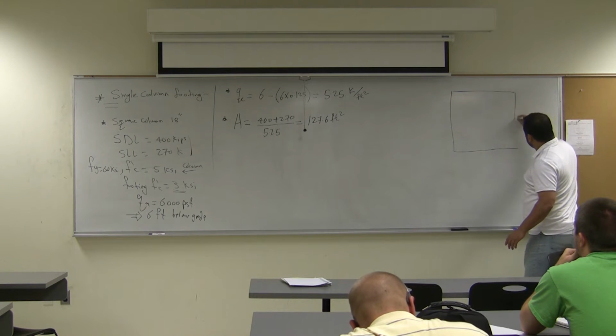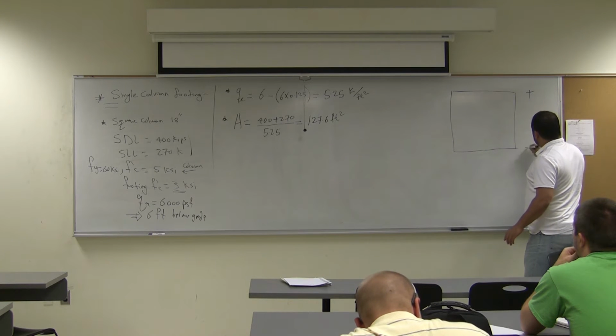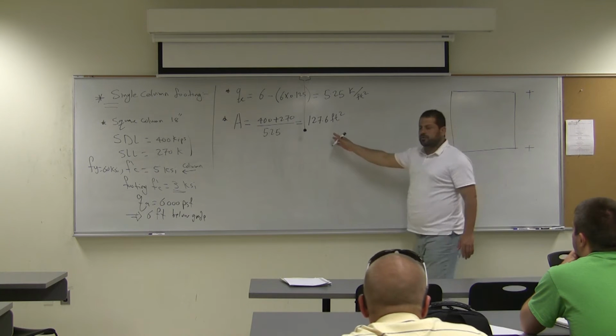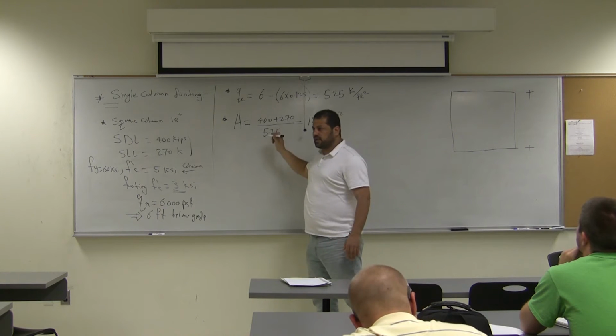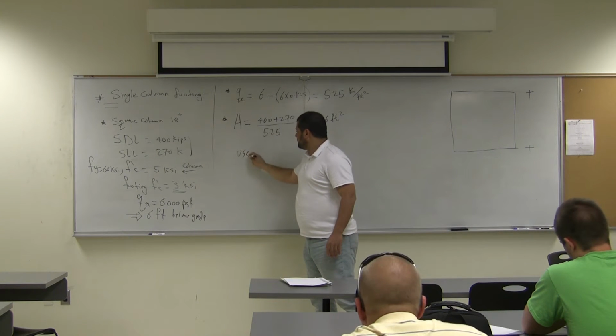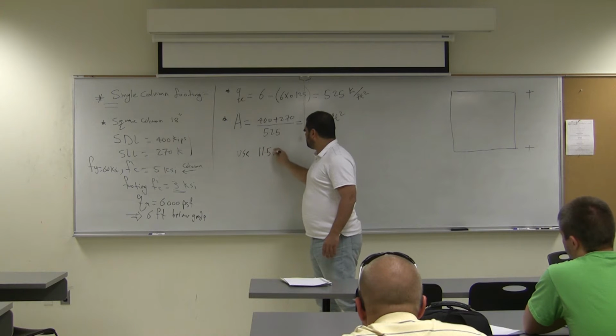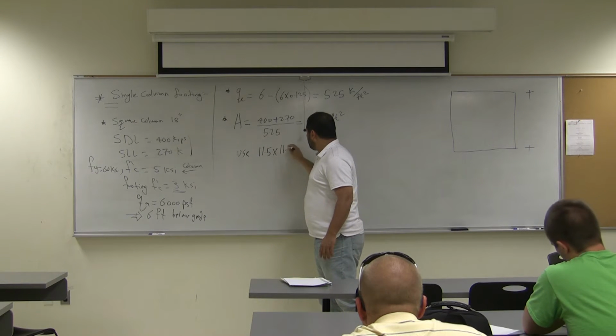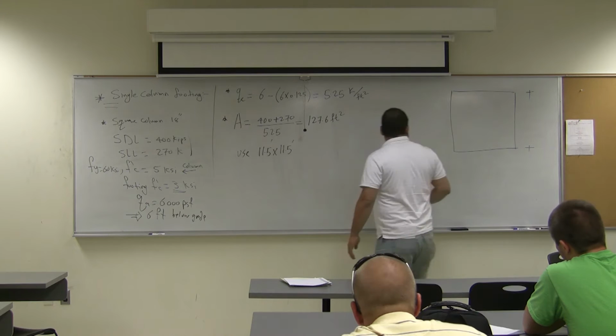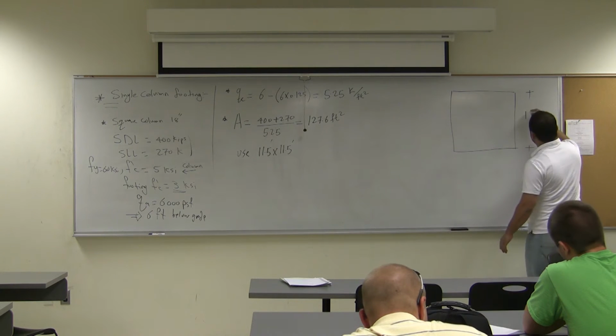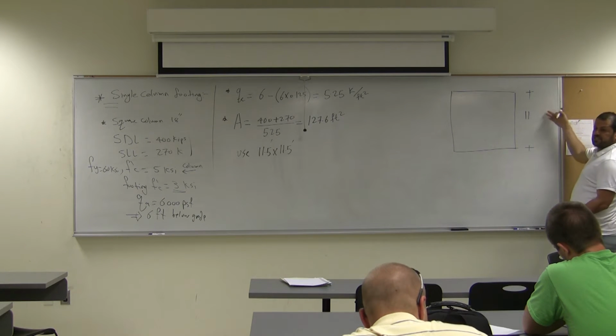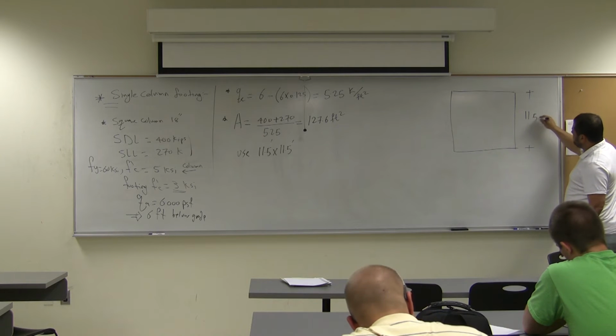How much do you have? 11.3. So you calculate 11.3 for each side. We will use 11.5 by 11.5 footing. Sometimes you can have 11 foot 6 inch if you want, or we will do that.